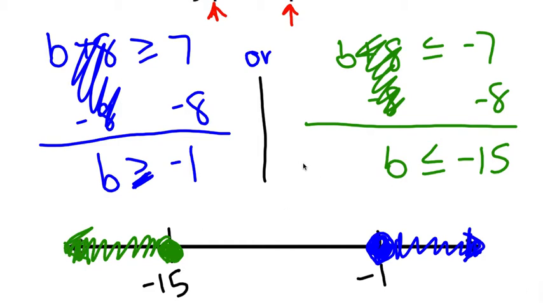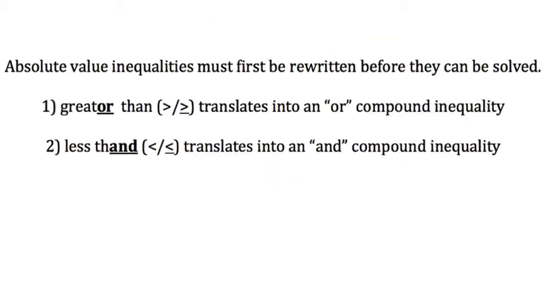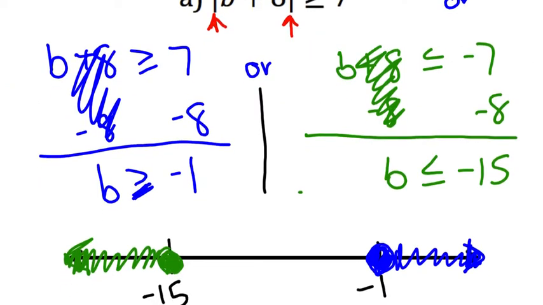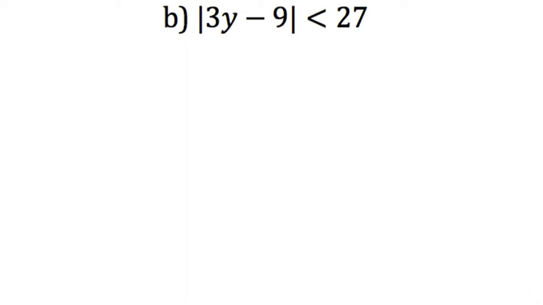Okay, so again, this is just something that you have to remember when we're dealing with absolute values. If you see a greater than or equal to, that's an or. And if we see a less than or equal to, that's an and. So with more practice, it'll be easier for you to know, but it's just something you're going to have to remember.